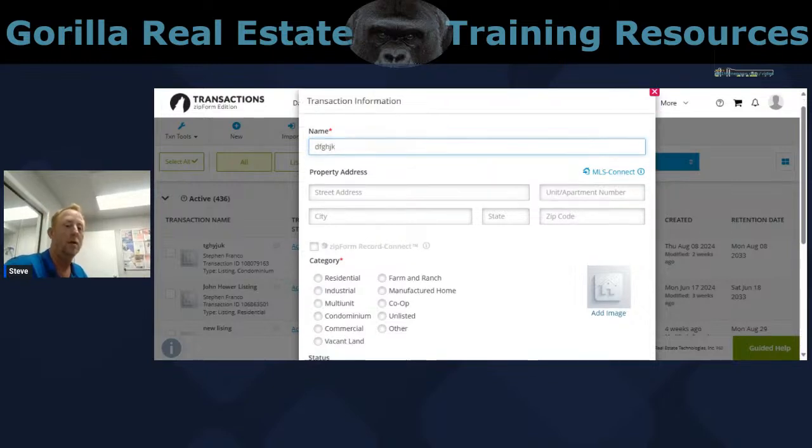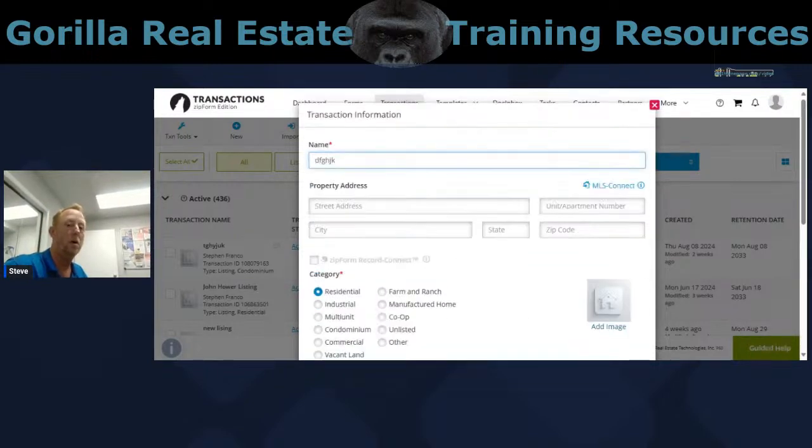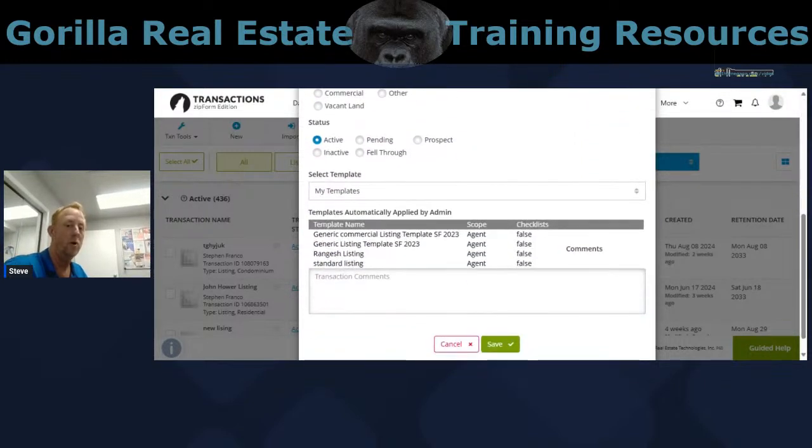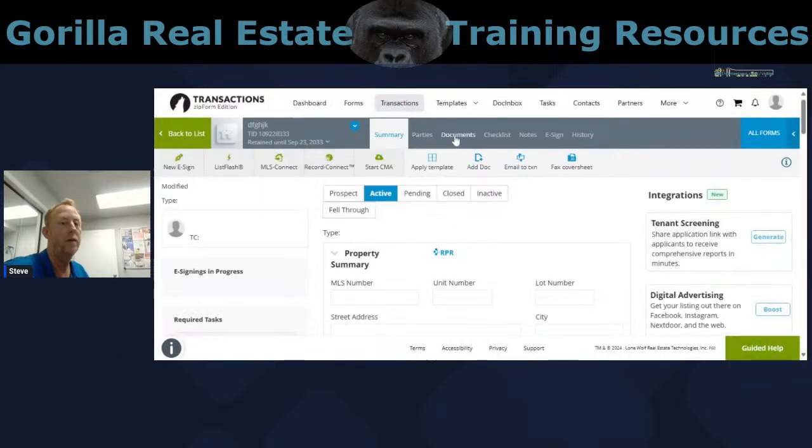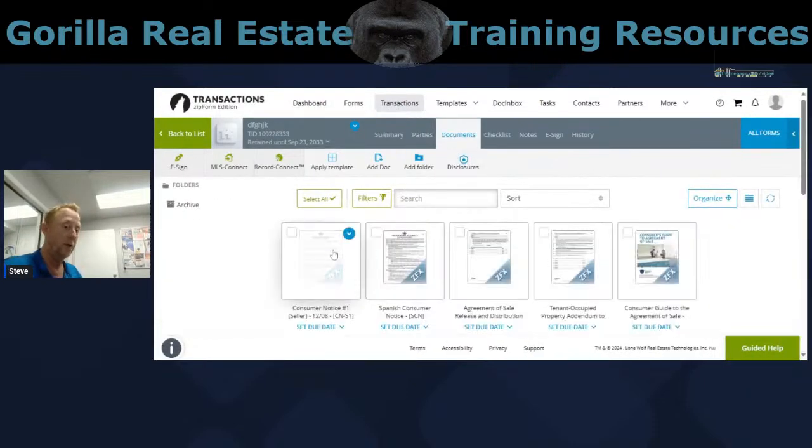So you'll name it, you'll pick what it's for, you'll answer whatever other questions you want, and you'll go ahead and save it. And then you look at the documents that are available in that template. And we will set up your template when you get your account set up. We'll set it up together.